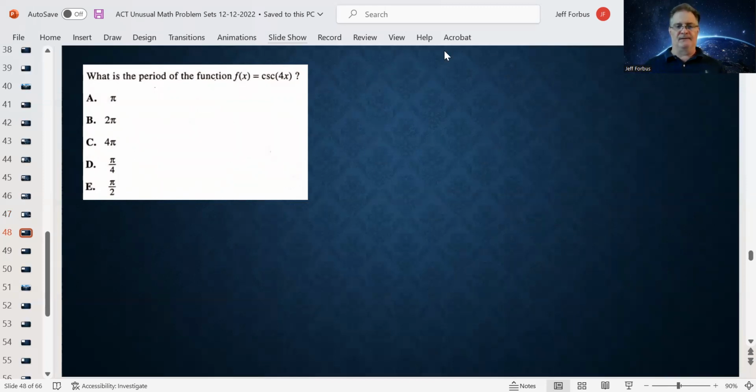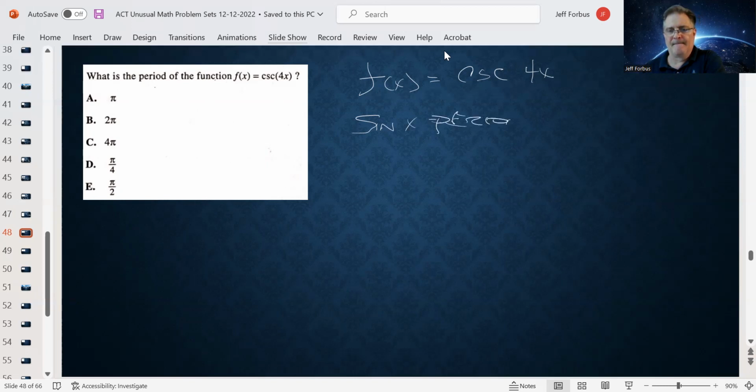What is the period of the function f of x is equal to cosecant of 4x? Okay. This relies on you knowing information about the sine, the cosine, and the tangent, their periods from the parent function. The parent function sine of x, its period goes through 2 pi. The cosine of x period goes through 2 pi. The tangent parent period is simply pi.